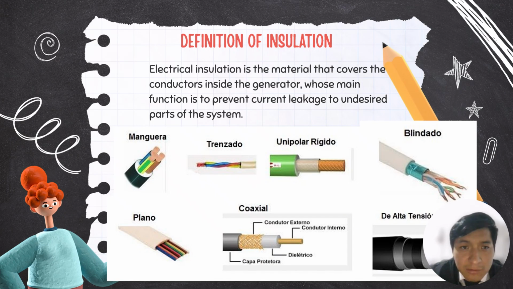Definition of insulation. Electrical insulation is the material that covers the conductors inside the generator, whose main function is to prevent current leakage to undesired parts of the system.